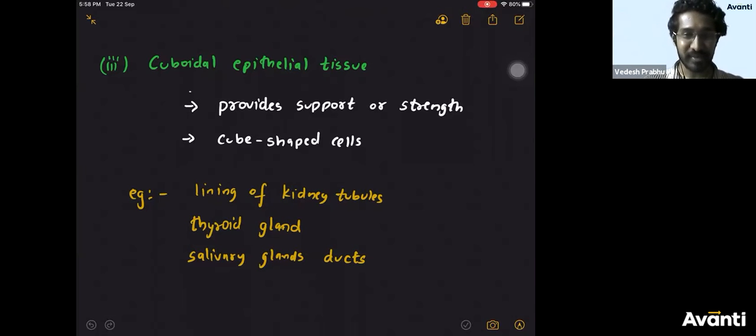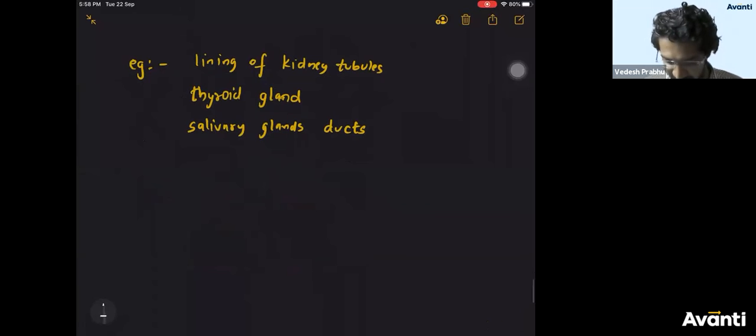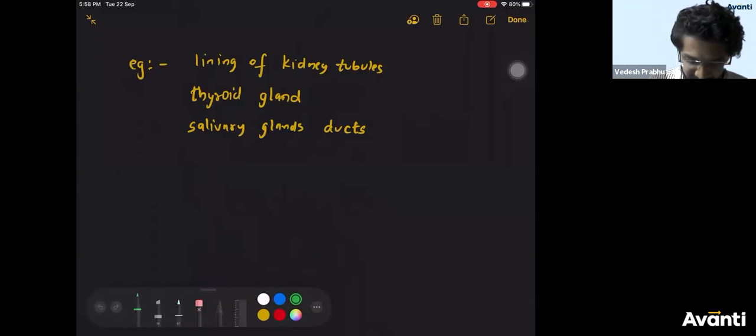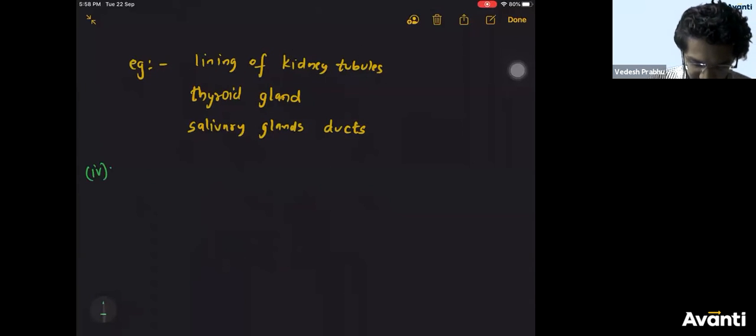The next one is the last type of epithelial tissue, that is our glandular epithelial tissue. So what is that? Let us check it out. Not only for Kunal, for everybody else also: before you point out something, you first check from your side.